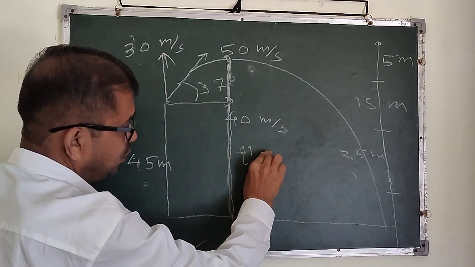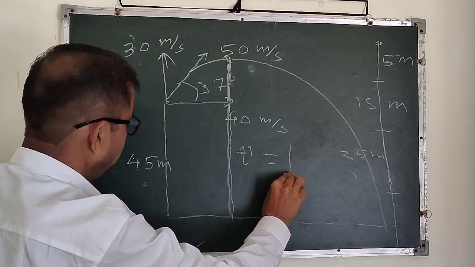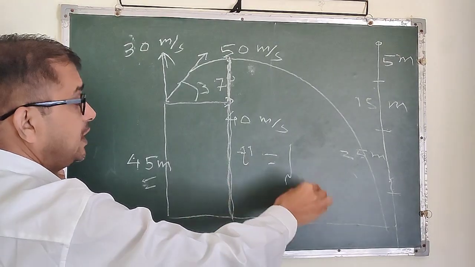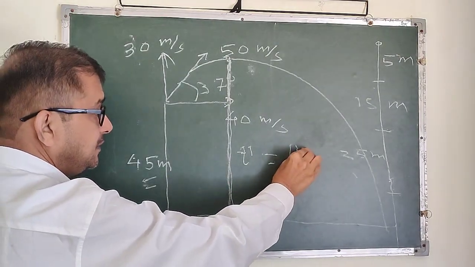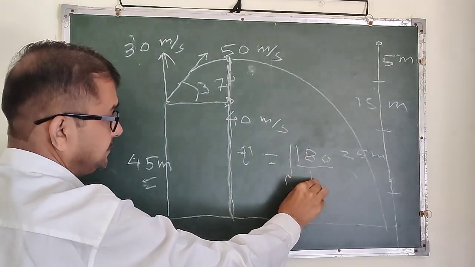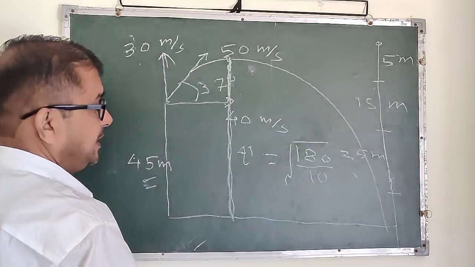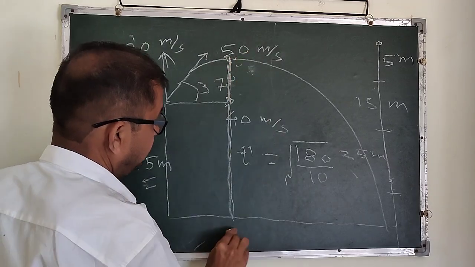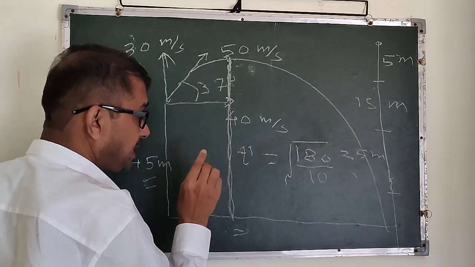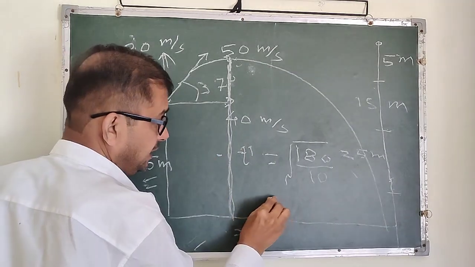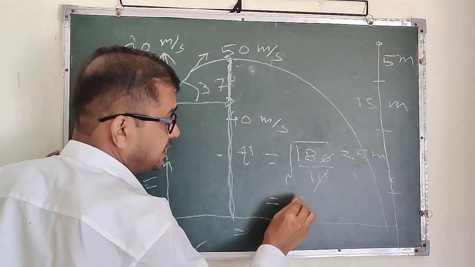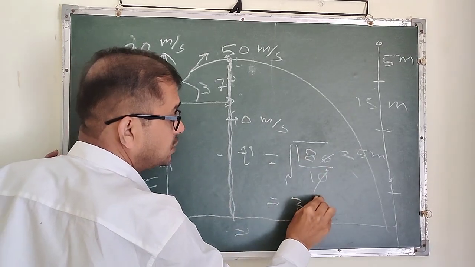So t dash is equal to the square root of 2h by g. 2h means 2 times the total height of 90, that is 180, upon g. Suppose g is 10. The 0 and the 0 cancel out, and 18 can be written as 9 into 2, and the square root of 9 is 3. So it is 3 root 2 seconds.